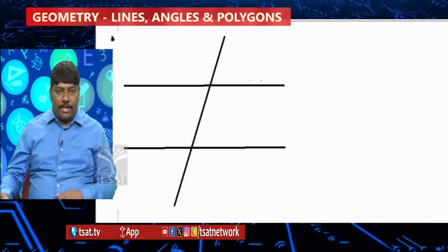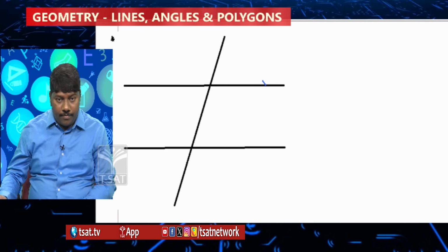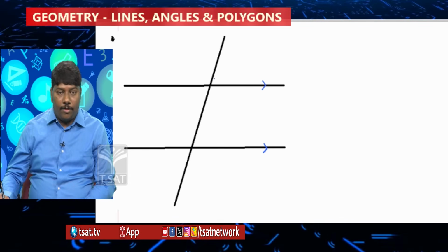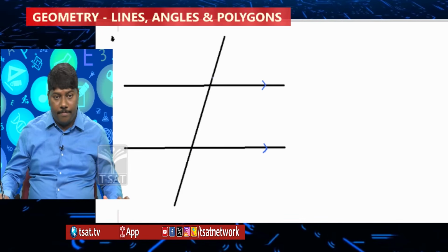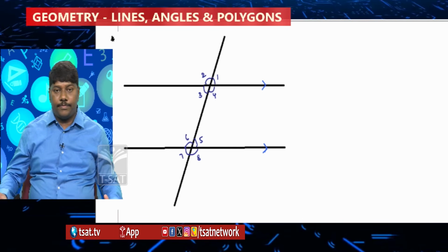So, I am taking 2 parallel lines which are intersected by a transversal. These arrow symbols represent that they are parallel lines. See how many angles are formed. There are 1, 2, 3, 4, 5, 6, 7, 8. So, there are 8 angles formed. I am naming them. Let it be 1, 2, 3, 4, 5, 6, 7, 8.